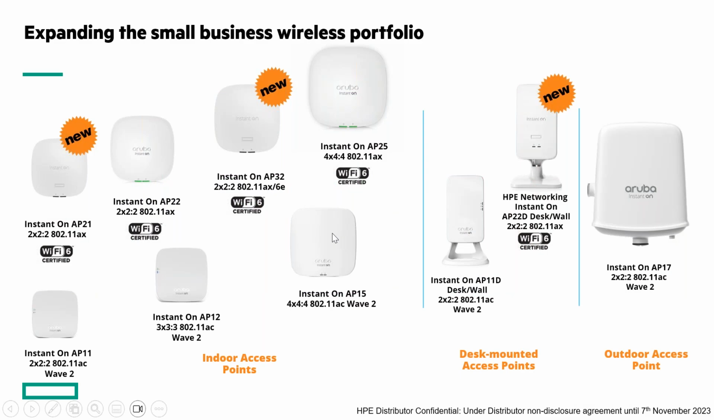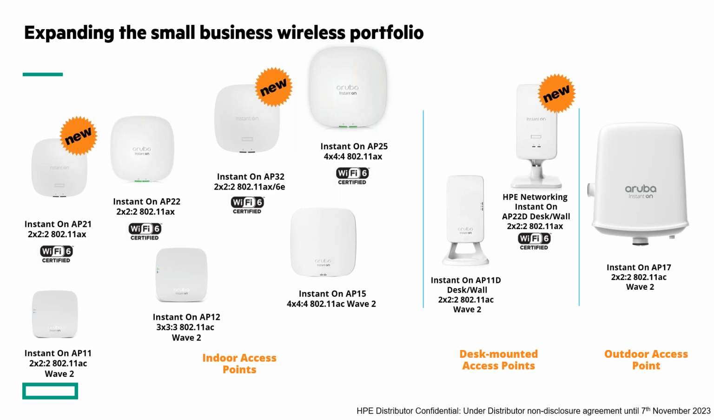So if you look at our portfolio, and I know you guys have heard me talk about this quite a bit over the years, you've got the AP11, 12, 15, 11D, and 17. Those are traditional Wi-Fi 5 access points, and we still continue to offer those. At some point, we'll end of life those. But there are some small business customers that just don't have a desire to migrate to the latest, greatest yet, and they want to keep buying what they've been buying. So we're giving them that ability to do that right now.